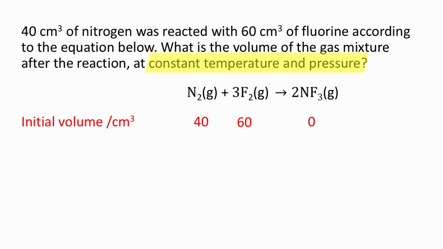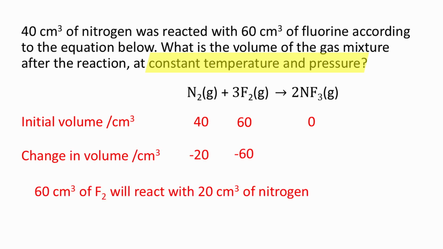40 centimeters cubed of nitrogen would require 120 centimeters cubed of fluorine to react. However, the question tells us that there is only 60 centimeters cubed of fluorine available. This means that fluorine is the limiting factor here and nitrogen is in excess. 60 centimeters cubed of fluorine will react with 20 centimeters cubed of nitrogen.